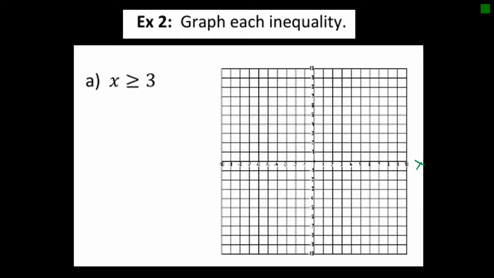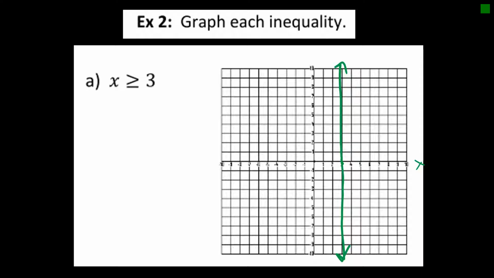And then I have to decide if it's a solid or a dotted line. Well, see how that has the line under it? That means it's a solid line. So x equals 3 is this line right here.